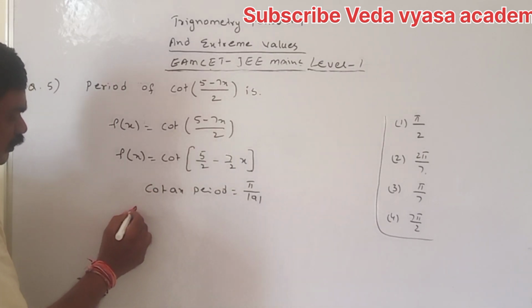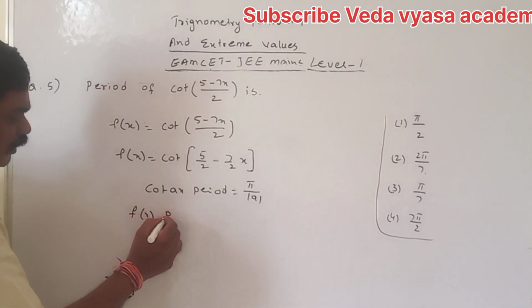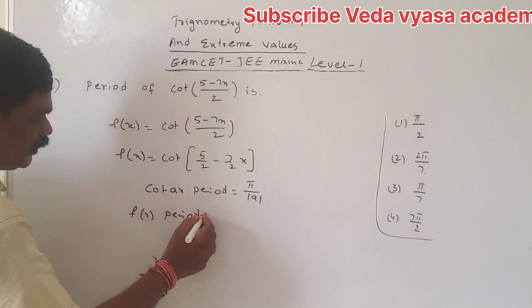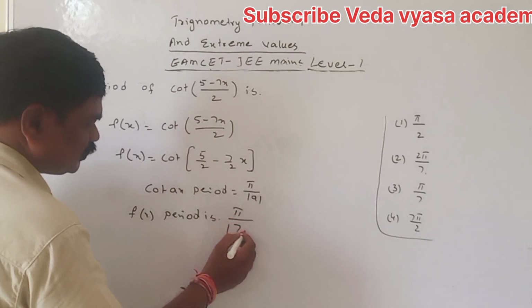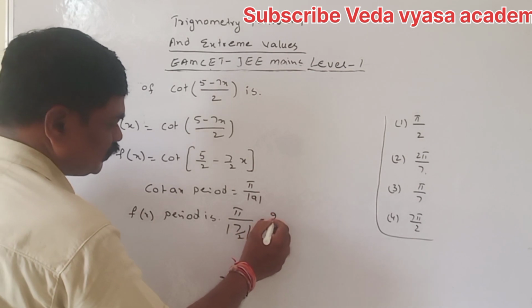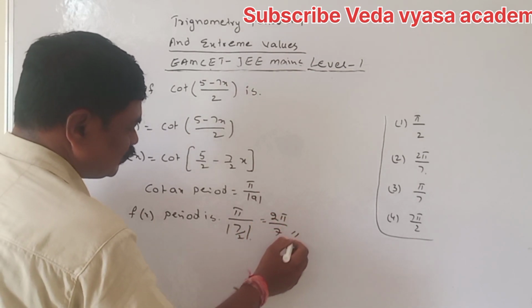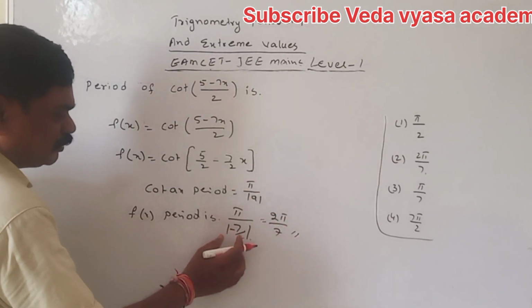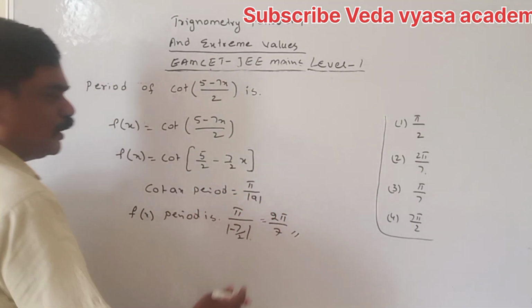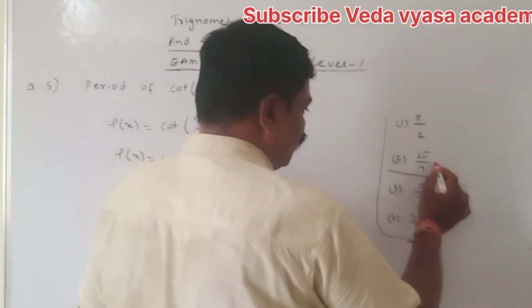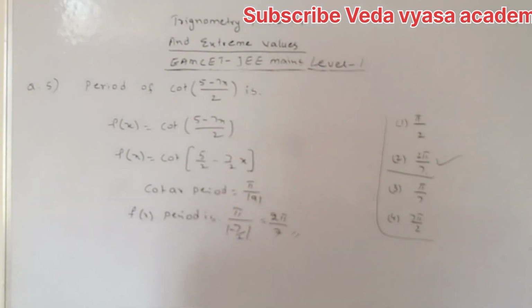So f(x) period is pi by modulus of 7 by 2, that is 2 pi by 7 is the period. The minus of modulus is plus, so we have 2 pi by 7. So option 2 is the answer. Okay, all of you.